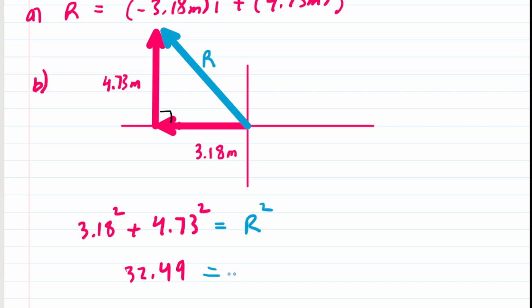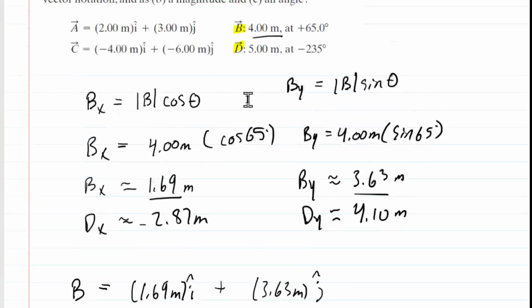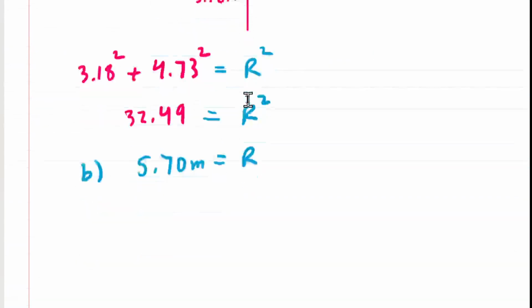This is going to equal the magnitude of the resultant squared. So then, of course, we just have to square root both sides, and we get a magnitude of about 5.7 meters. That would be the answer to part B. That is the magnitude of the resultant. It's 5.7 meters. In part C, we need an angle.